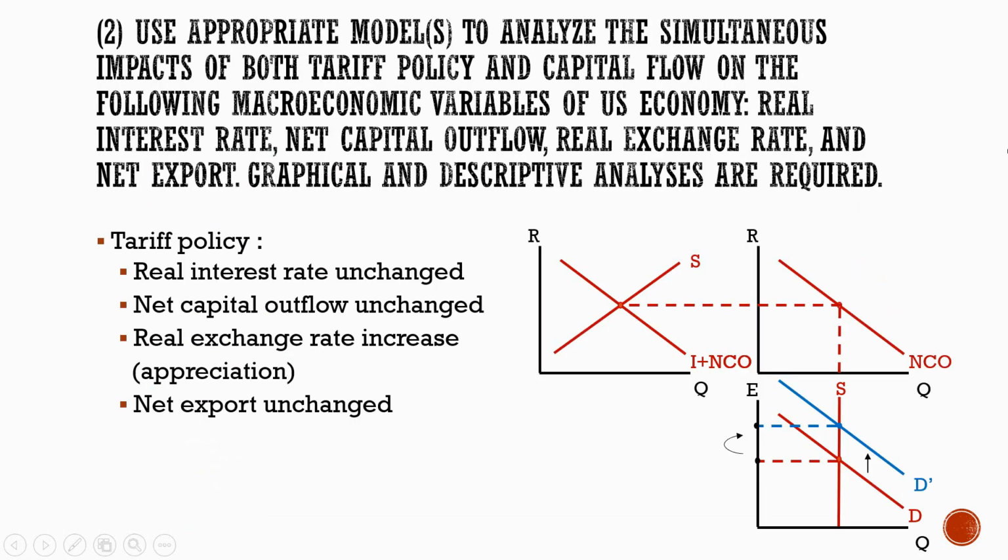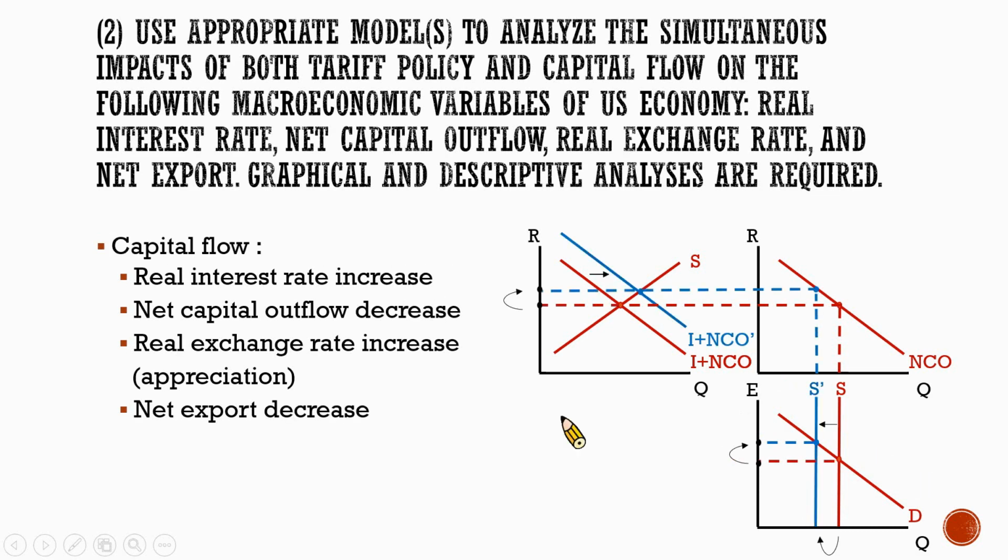I'm going to use models to analyze the simultaneous impacts of both tariff policy and capital flow on the following macroeconomic variables of US economy. For the tariff policy, it reduced USA's imports and thus increased net export at each exchange rate. The demand curve in exchange market shifts up and causes an appreciation. However, it doesn't affect the domestic loanable market, so the real interest rate is unchanged. NCO and NX also remain the same because the reduction in imports by rise in exchange value of dollars offset this effect by reducing exports.